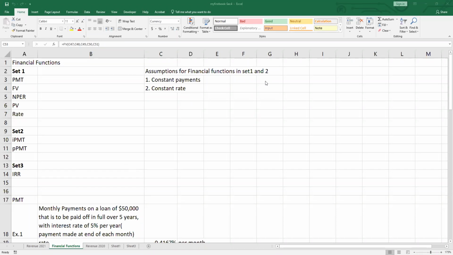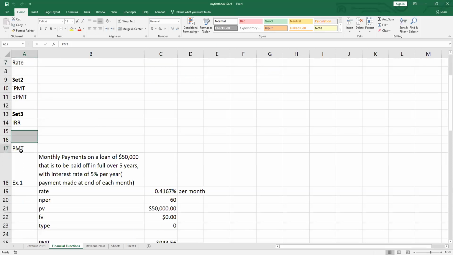And as I told you, whenever we have one function, for example the PMT function, then the rest of the values, FV, PV and rate, will become the arguments of the PMT function. When we have the FV function, the rest of the values will become the arguments of FV instead. On the last class, we started talking about the PMT function.